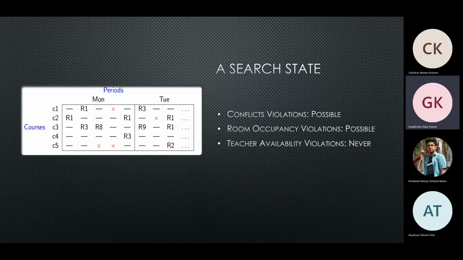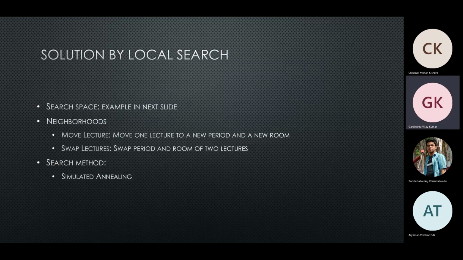Teacher availability violations shouldn't be there in such a state. That means if the teacher is not available, still the course is assigned. It is not possible. This is the search state that we are starting with, and we keep on searching through its neighbors and try to reach the goal state.